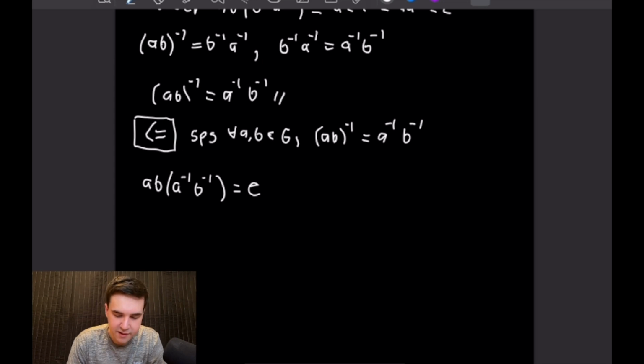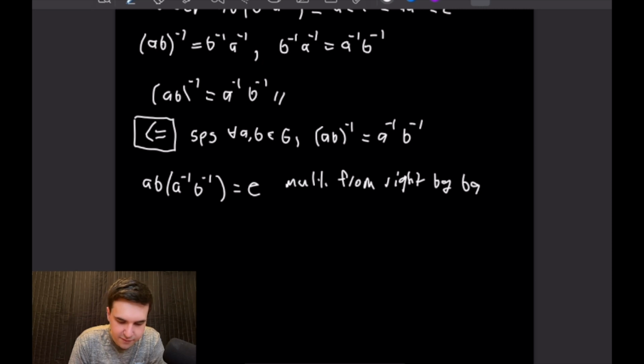Now what we're going to do from here is multiply from the right by BA. So I'll go ahead and write that out. We're going to multiply from the right by BA. And so once we do that, on the left-hand side, we will have AB times A inverse B inverse, and then we will have from the right BA.